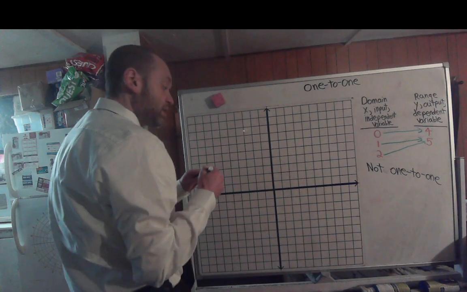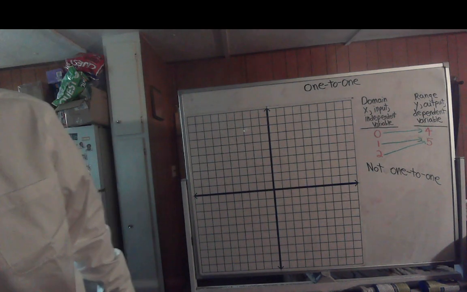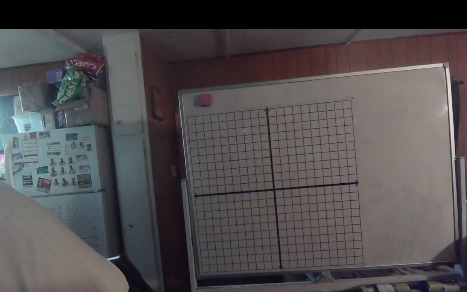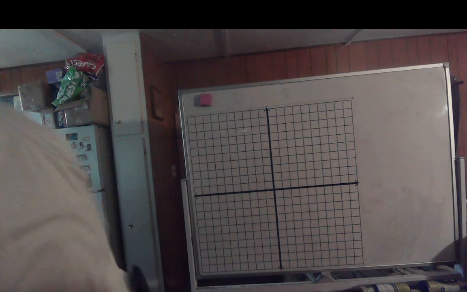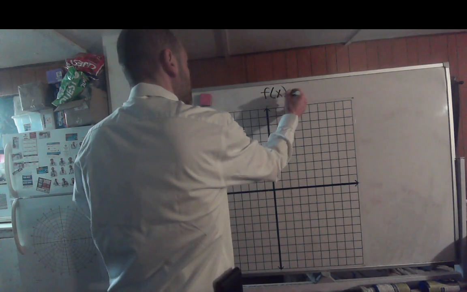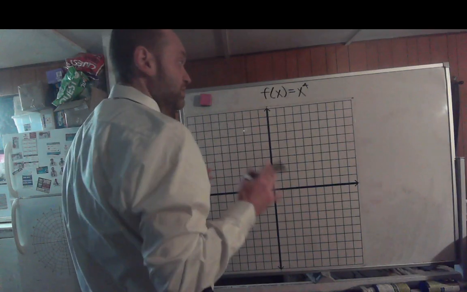So that's numerically how you would verify. The next method for checking if a function is going to be one-to-one is algebraically. Let's talk about algebraically if a function is one-to-one. So let me throw up a function here. So we have f of x equals x to the fourth.